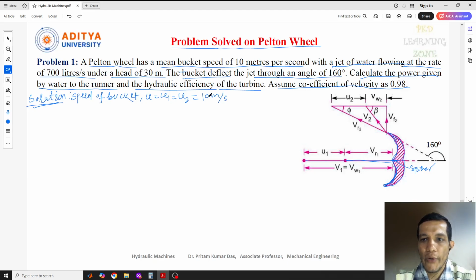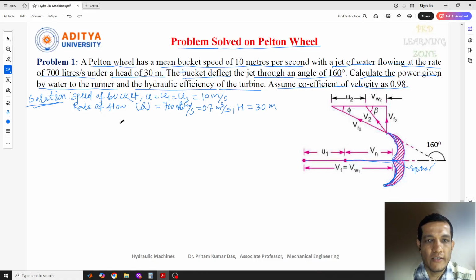Similarly, the water is flowing at the rate of 700 liter per second. Here we can write this is the rate of flow, or we can mention the discharge also. So Q equal to 700 liter per second. Liter per second we can convert into meter cube per second. If you divide by 1000, you'll get 0.7 meter cube per second. And this is under a head of, in the sense H equal to, here it is given 30 meter.